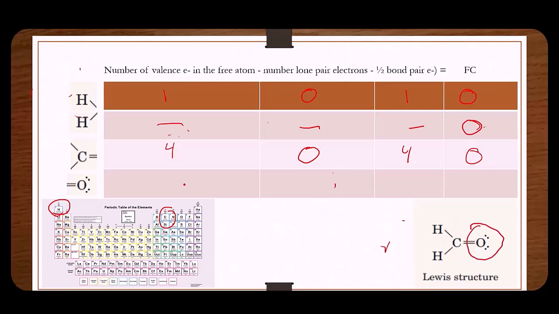Next up is oxygen. We can find the valence electrons of a free atom by going to the periodic table, and oxygen is in group 6, so it has 6 valence electrons. And looking at the molecule, it has 2 lone pairs, and each lone pair has 2 valence electrons, so that would be a total of 4 valence electrons. Oxygen has 2 bonds, and there are 2 electrons in each bond, so that would be a total of 4 valence electrons for the bonding electrons, and we get half of those, so that would give us 2 valence electrons for the bonding electrons. So we have 6 minus 4 minus 2, which would leave us a formal charge of 0. So this is a neutral molecule, and everything checks out because there's no charge or brackets around the molecule.